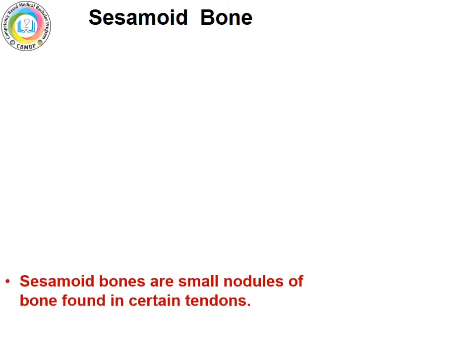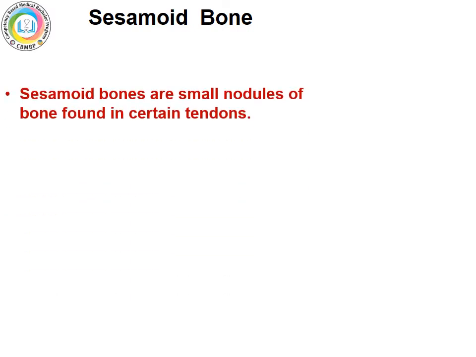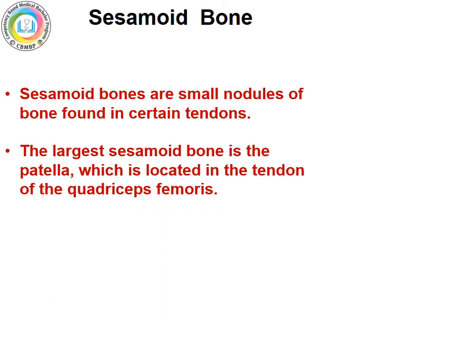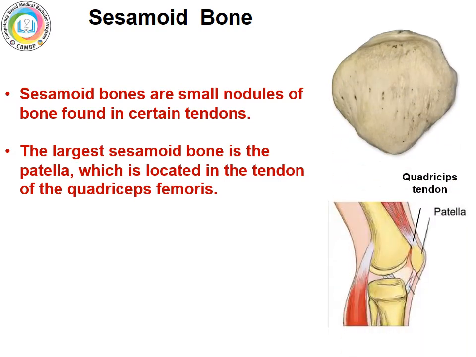The last shape is the sesamoid bone. Sesamoid bones are small nodules of bone found in certain tendons. The largest sesamoid bone in the body is the patella. Patella, or kneecap, is located in the tendon of quadriceps femoris. Here is the patella in the quadriceps tendon.